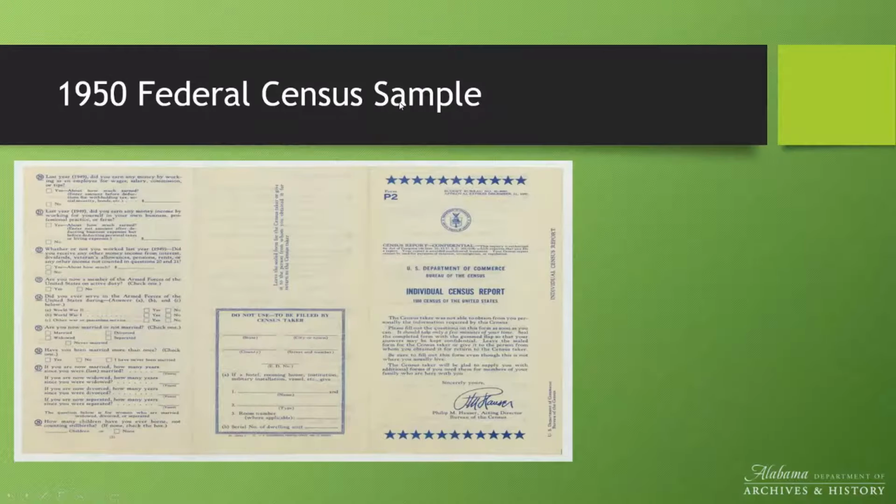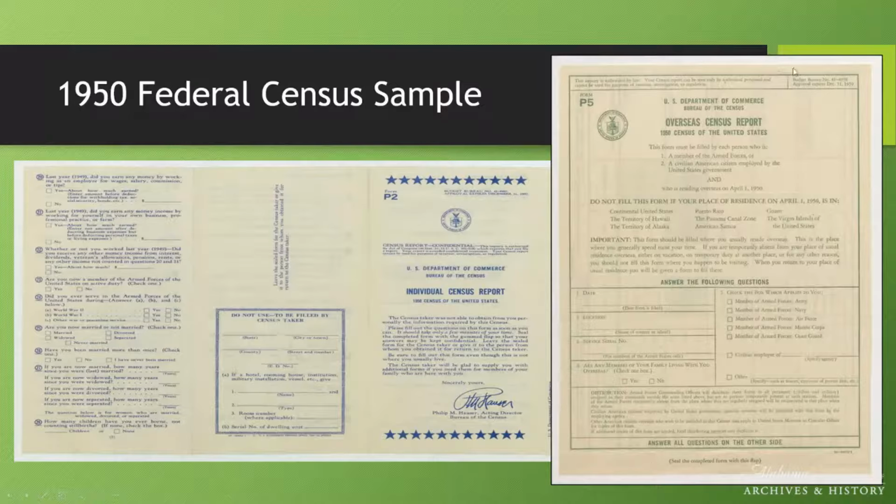So here's another sample. This is the individual census report. So you would have gotten this if you were missed. If a census taker came by your house and you weren't there, then you would have most likely received this in the mail, and then you would have filled it out yourself and then mailed it in. And that way they could still have counted you.